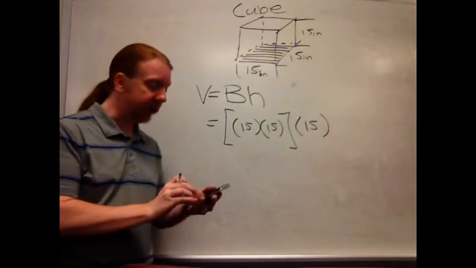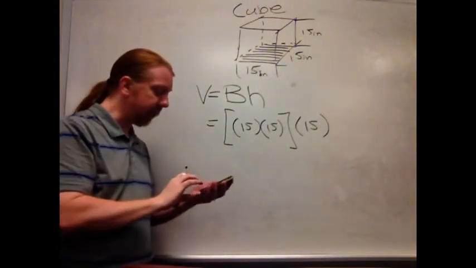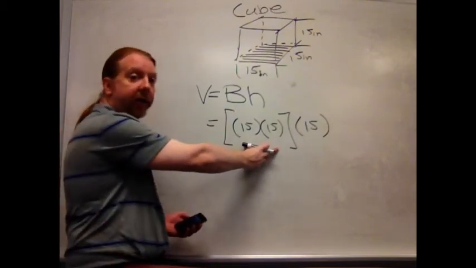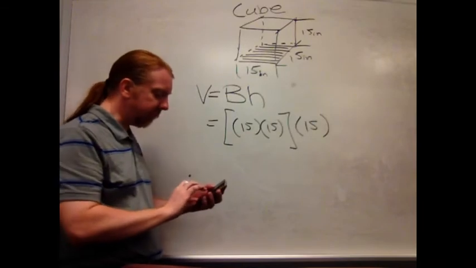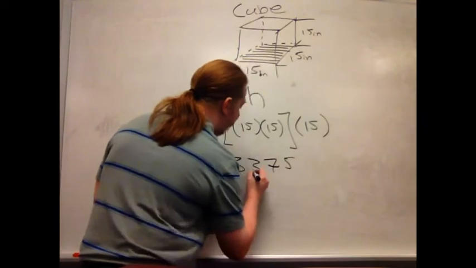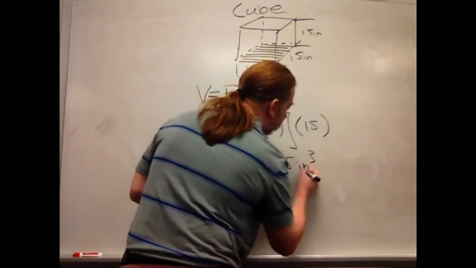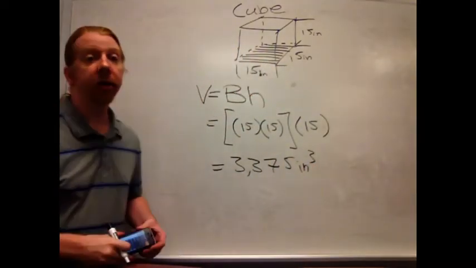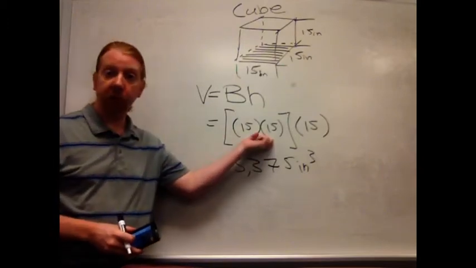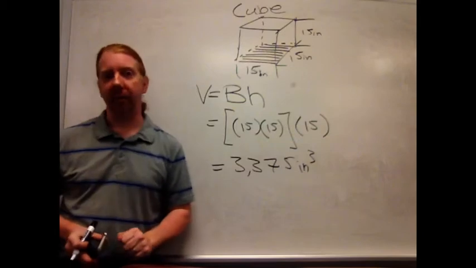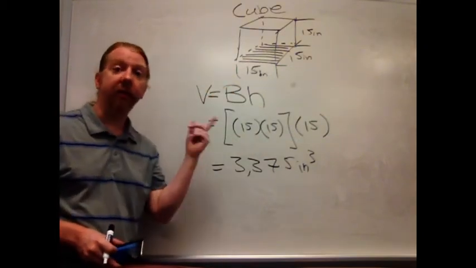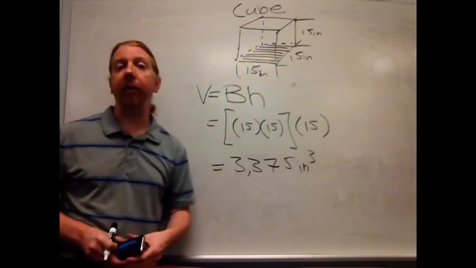I can now go to my calculator, and I can crank that out. 15 by 15, so that's going to put me at 225 here, times 15 again for the height. 3,375 cubic inches. Area of the base, which was a square, 15 by 15, times the height. It really comes down to that formula. Now, again, the advantage here is this is also a problem we might be able to get classically.